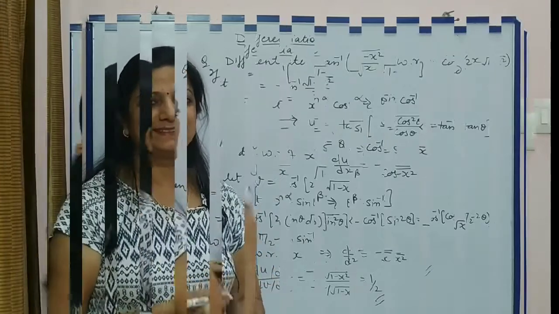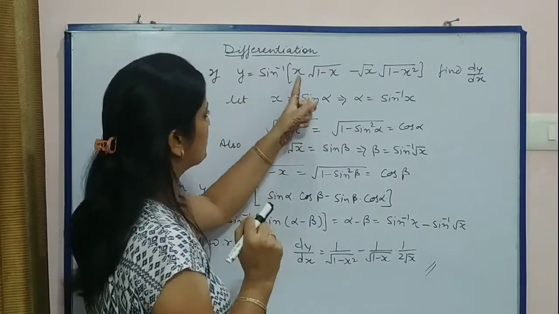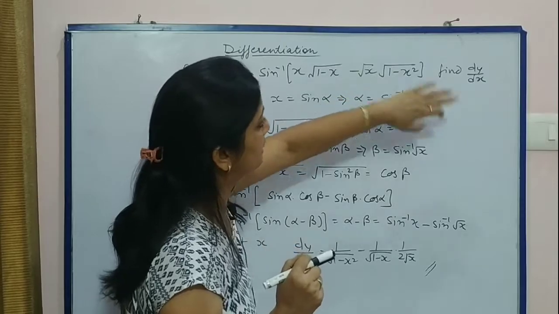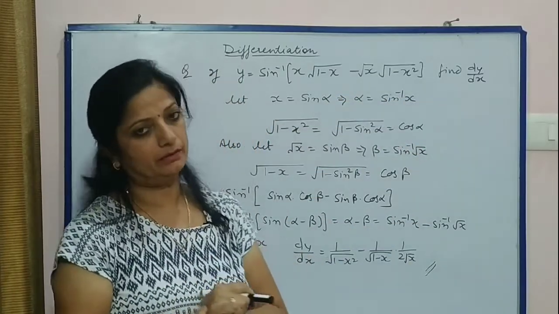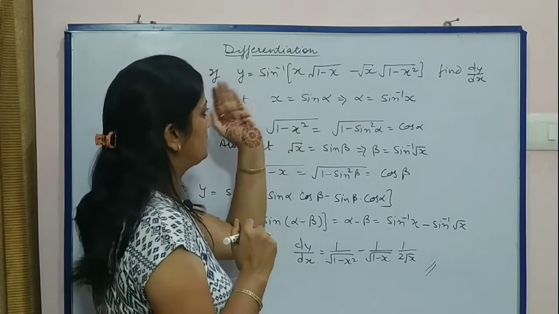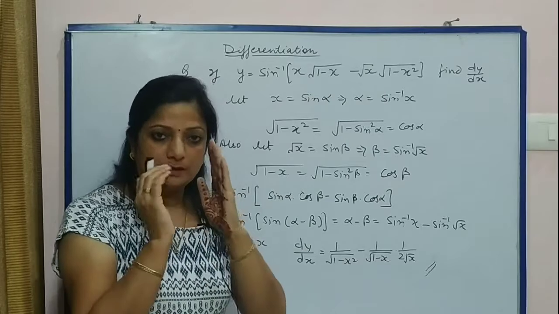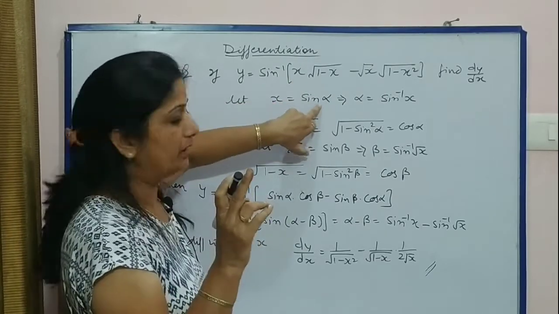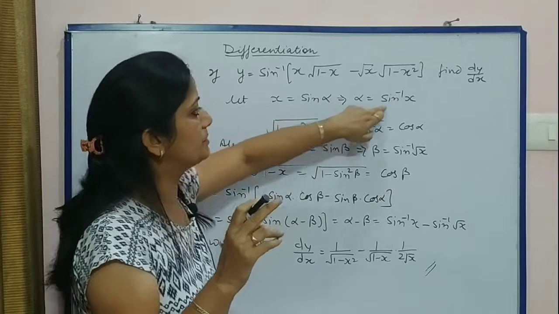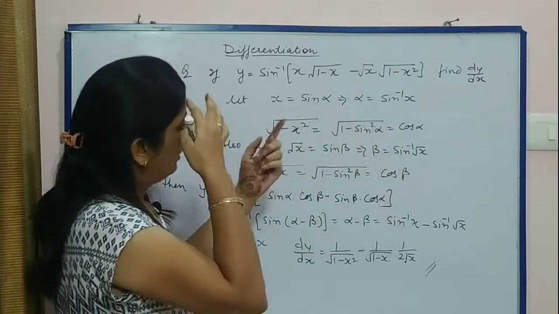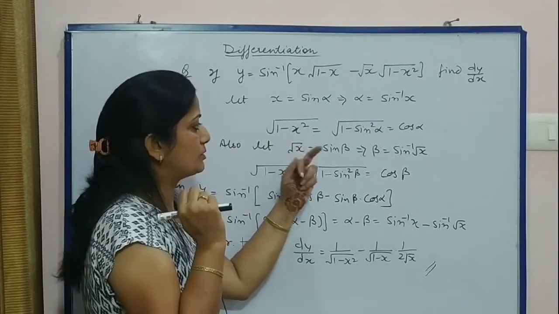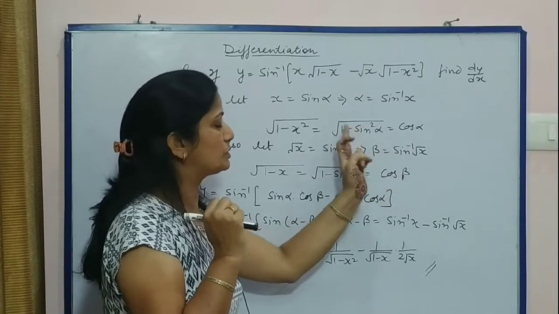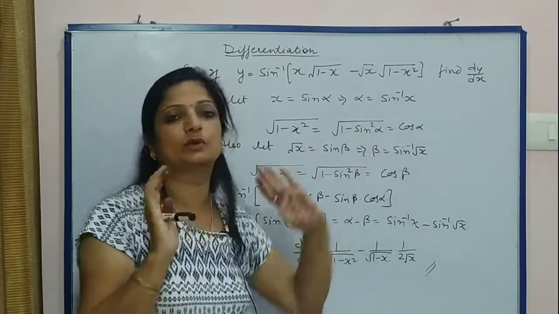Now next is, if y equals sin inverse x under root 1 minus x minus root x under root 1 minus x square, then find dy by dx. First of all we simplify this. x equals sin alpha implies alpha equals sin inverse x. Then what is under root 1 minus x square? This becomes 1 minus sin square alpha equals cos square alpha, and under root of that is cos alpha.